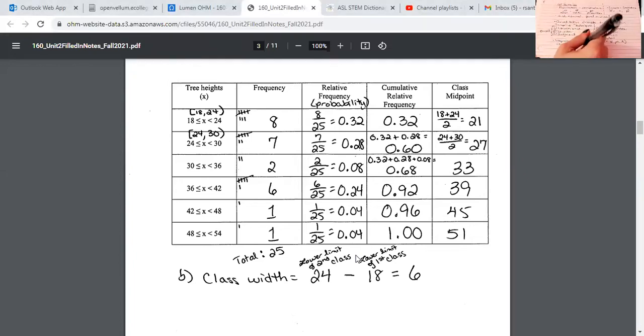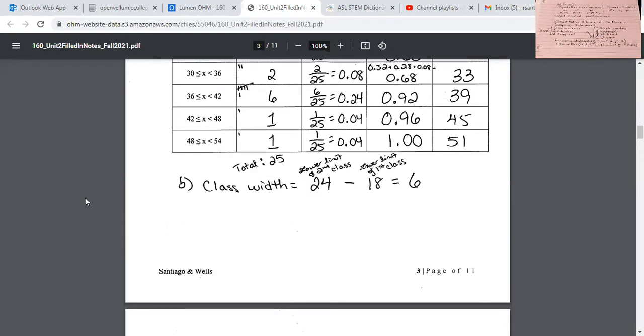Lower limit of the second class minus the lower limit of the first class. You can find the class width by finding the difference between those two.